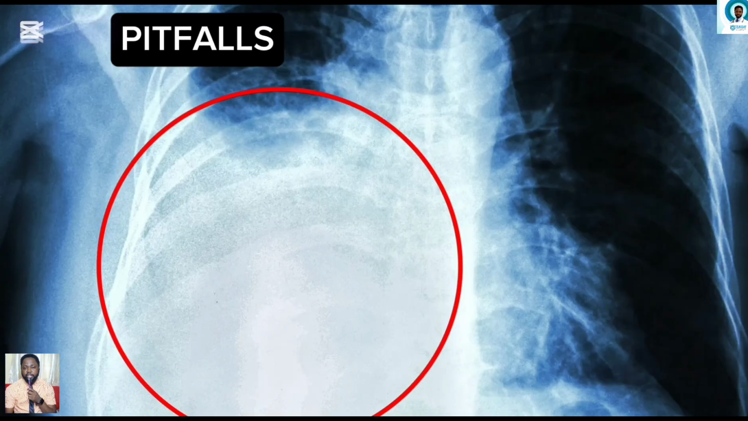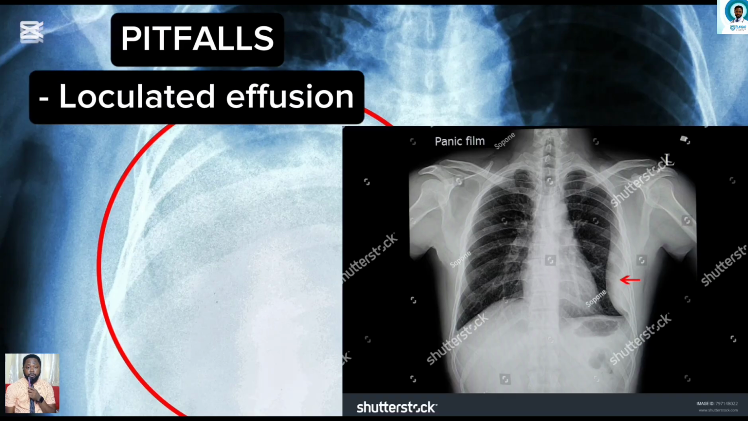Now, what are the pitfalls that make interpretation of a pleural effusion challenging sometimes? We have, in cases of a loculated effusion, which is often seen in empyema and malignancy. Loculated effusions appear as biconvex or lenticular opacities that do not shift with position. It may mimic a lung mass or consolidation, making the diagnosis of pleural effusion more challenging.